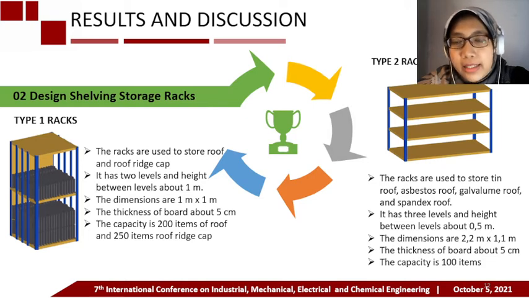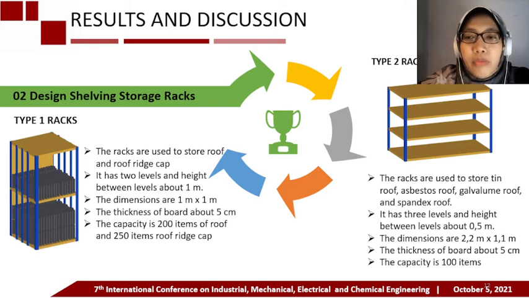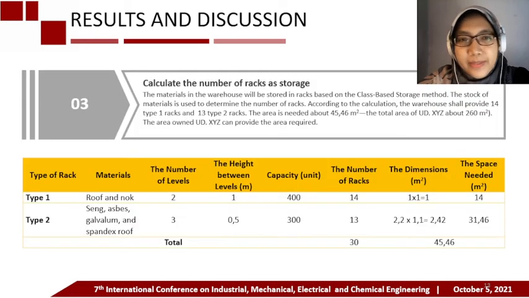And the type 2 rack is used to store tin roof, asbestos roof, film roof, and spandex roof. It has 3 levels and height between levels about 0.5 meters. The dimension is 2.2 meters by 1.1 meters. The thickness of board is about 5 centimeters and capacity is 100 items. And the third step is to calculate the number of racks as storage.